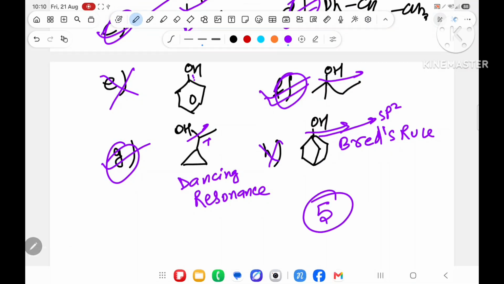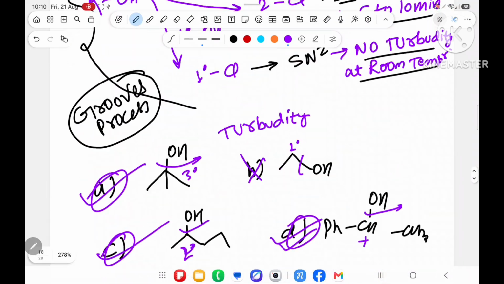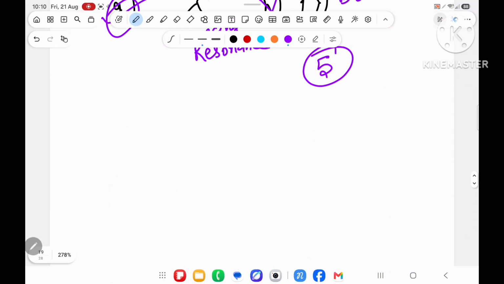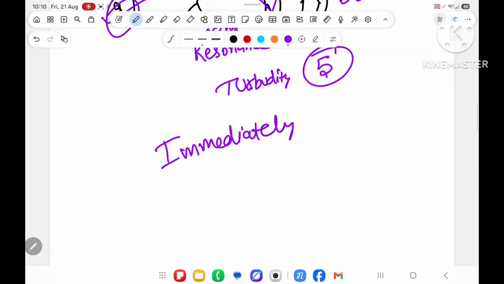Does anyone have any doubt regarding this? Okay, if they change the question and ask which will give turbidity, if they ask for immediate turbidity, then what will you say?